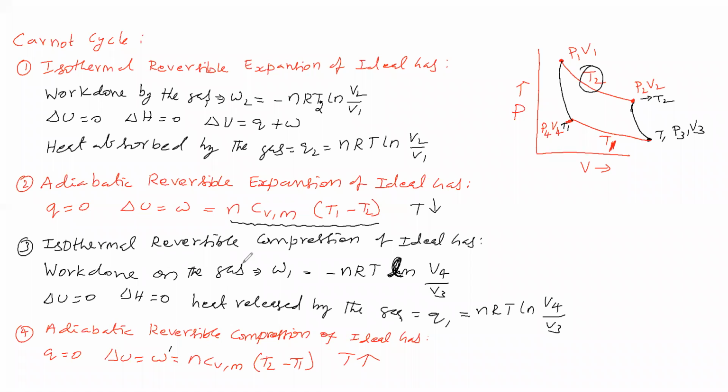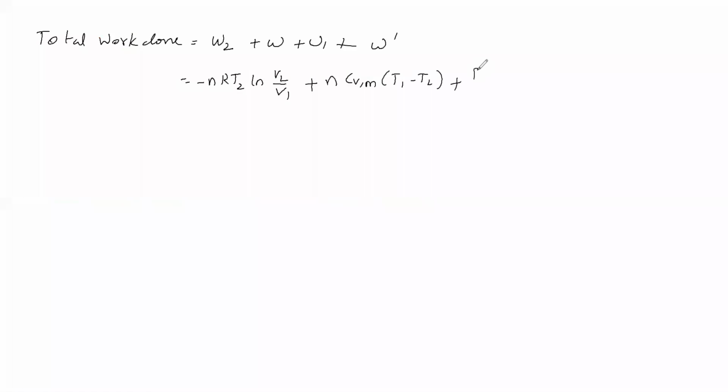Third step is the isothermal reversible compression of an ideal gas. In the third step, the temperature remains constant, that is T1, so we will substitute T1. The third step work is minus nRT1 ln(V4/V3), where the final volume is V4 and the initial volume is V3, that we have taken.